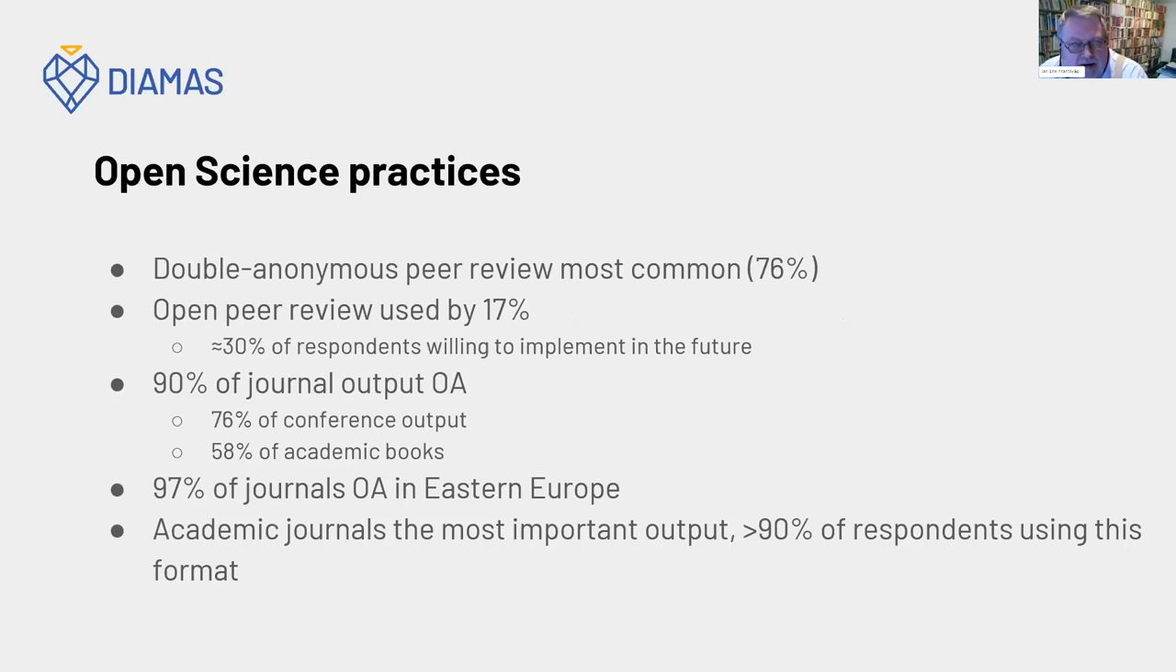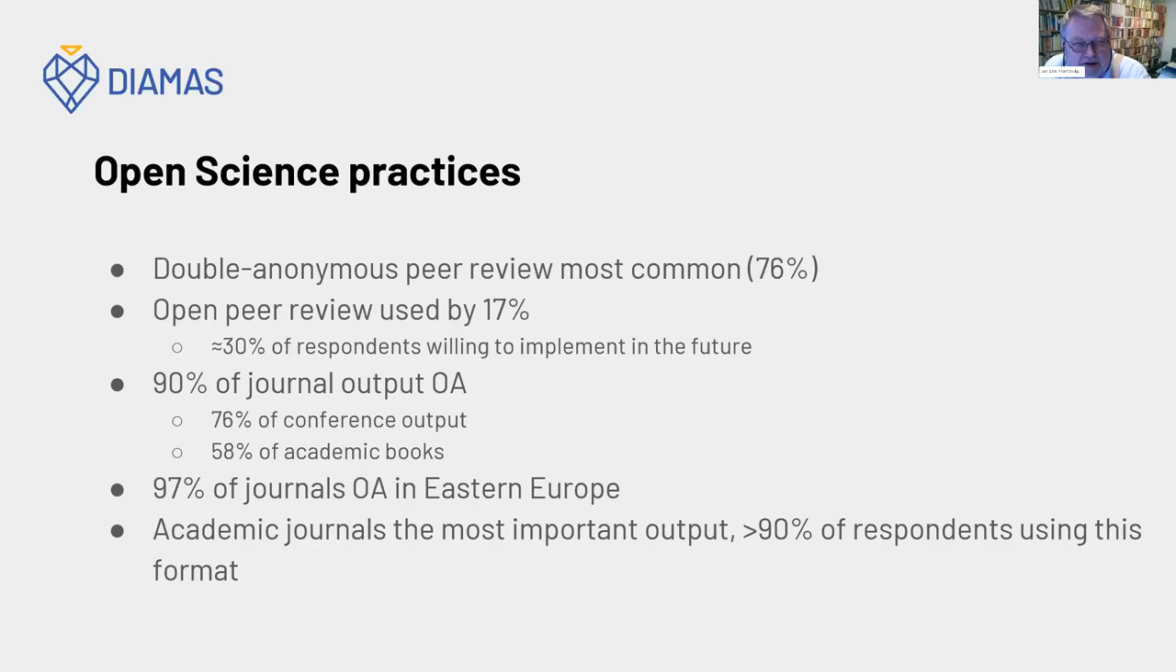When it comes to open science practices, we see that double anonymous peer review is the most common and used by three quarters of respondents. Open peer review is used by only 17%, but about 30% say they're willing to implement this in the future. What we think we see is that OJS, which is the most important publishing tool, doesn't yet have a good implementation of open peer review. So many will be waiting for that before they start experimenting with it.